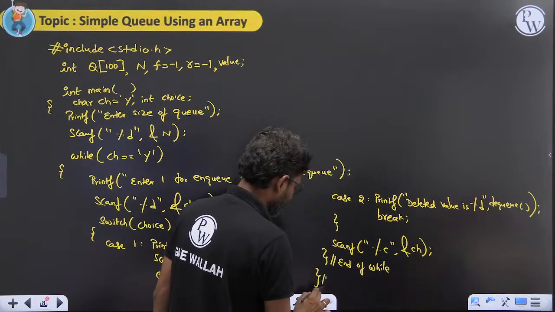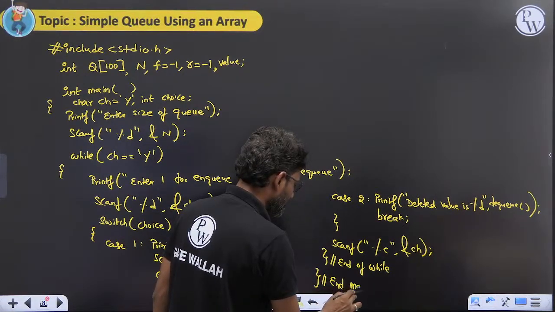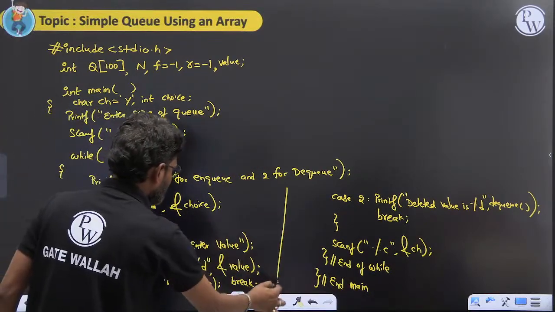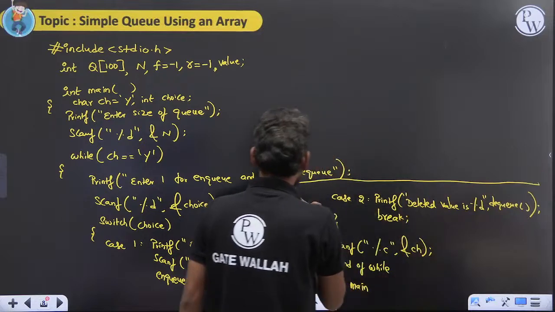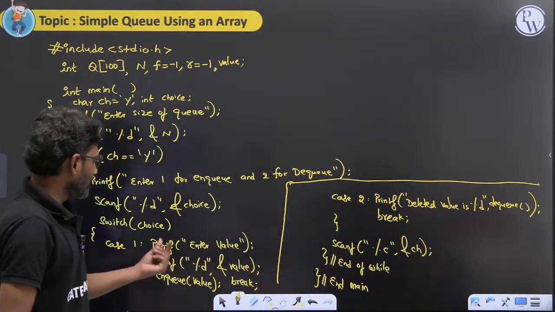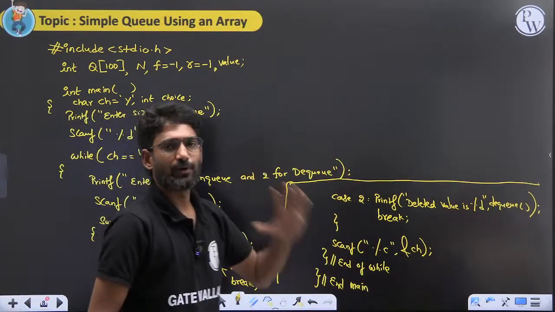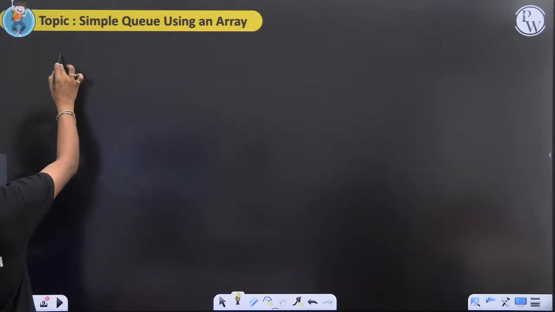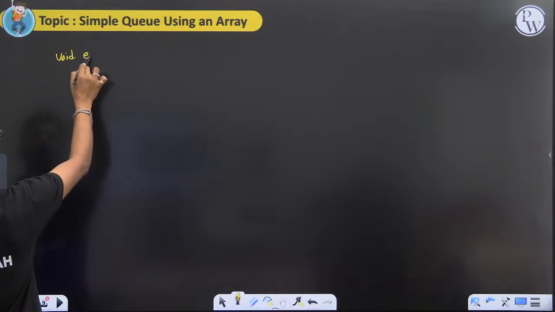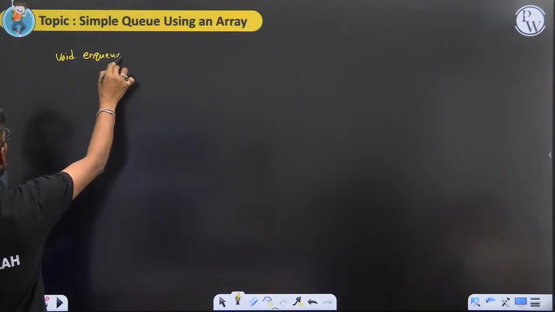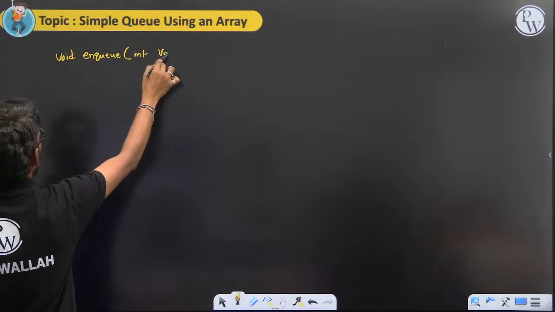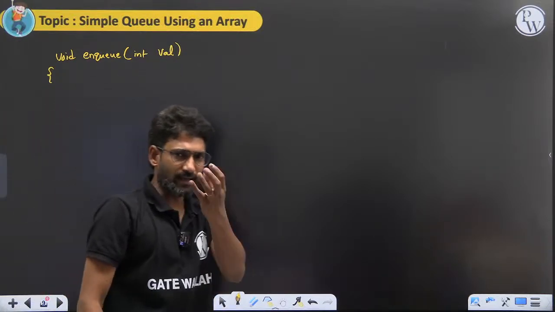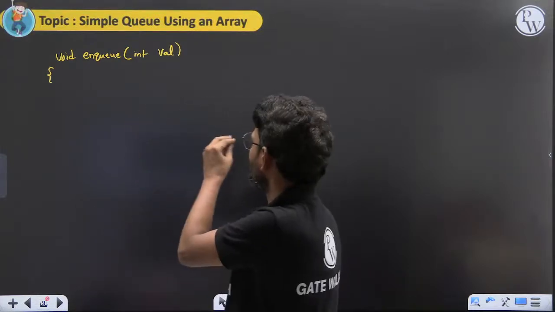Now end the main. So I have just written the driver code, guys. I am yet to write enqueue function, dequeue function. Let us go ahead and write enqueue function, void enqueue of int val. Because I am passing value as argument, so to accept that value as argument, here I am taking val.